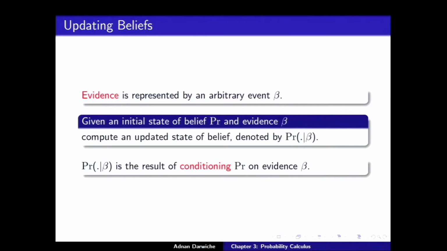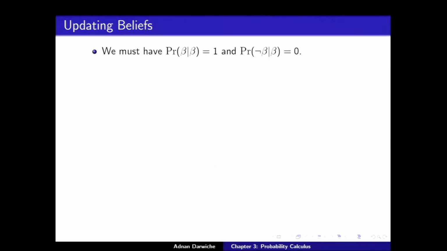But they're having, maybe they have a hearing problem, so you're not taking that for granted. If you're conditioning on beta, so you know that beta really happened, we probably agree that its probability should be 1 afterwards. So the probability of beta given beta is 1, and the probability of not beta given beta is 0.